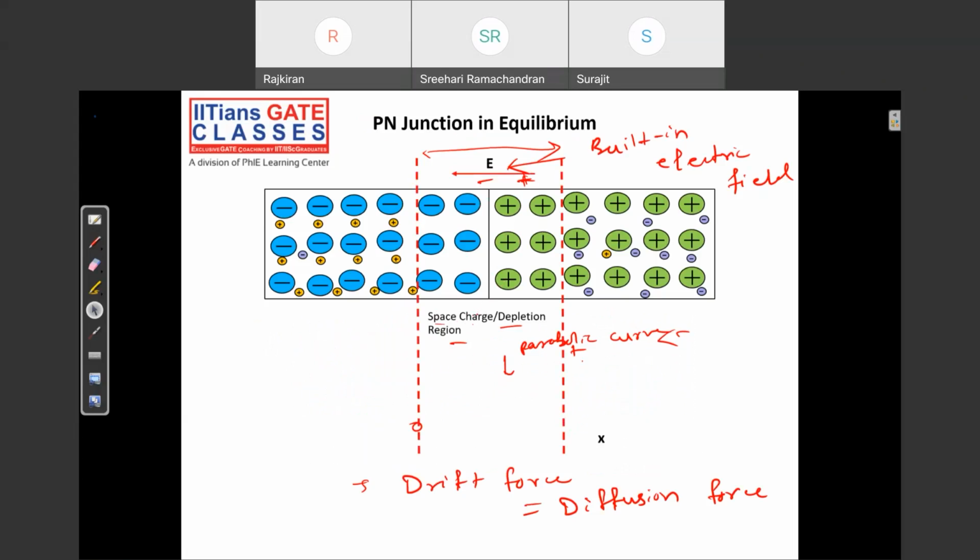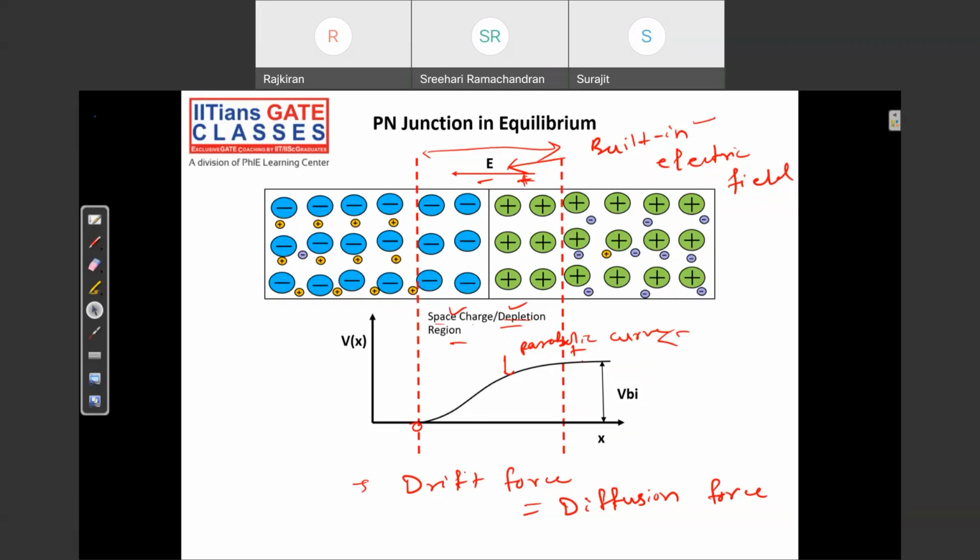That's why it's called space charge or depletion region, because it is depleted of free carriers. Since we have a positive charge and a negative charge here, there is an electric field. It's called the built-in electric field. Because of the built-in electric field, there is a built-in potential. This potential opposes the further motion of carriers.